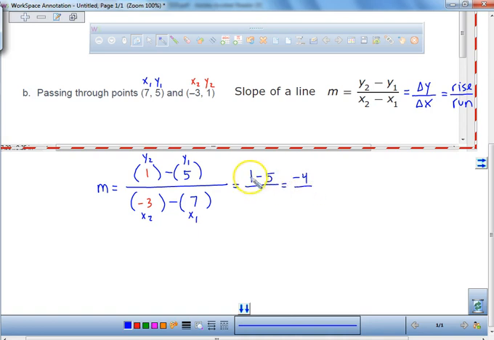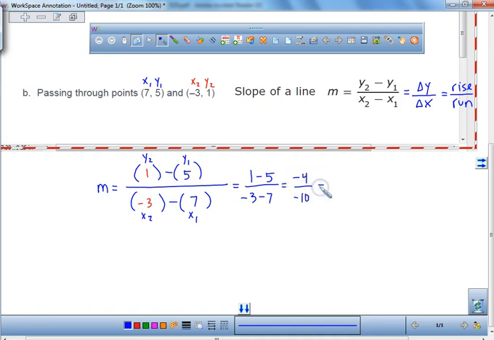Why is it negative 4? Because there's more negatives than there are positives. What does that say? Negative 3 minus 7. I'm going to write negative 3 minus 7. Now, here's the reason why we put things in parentheses. If that was not a positive 7, but a negative 7, then that would help me remember a negative times a negative is a positive. That's what we use parentheses for. So we have negative 3 minus 7, which is negative 10.